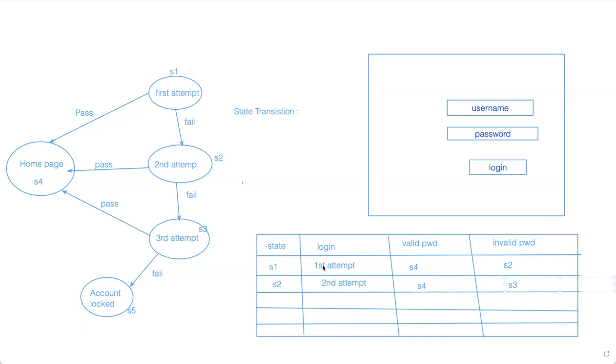So if the first attempt is a success with a valid password, it will go to the home page. Otherwise, it will go to the second attempt. In the second attempt, if I give a valid password, it will go to the home page. If it fails, if I give an invalid one, it will go to S3, the third attempt. Now we'll see the third attempt. If I give a valid password, where will it go? S4, right? If invalid, S5.